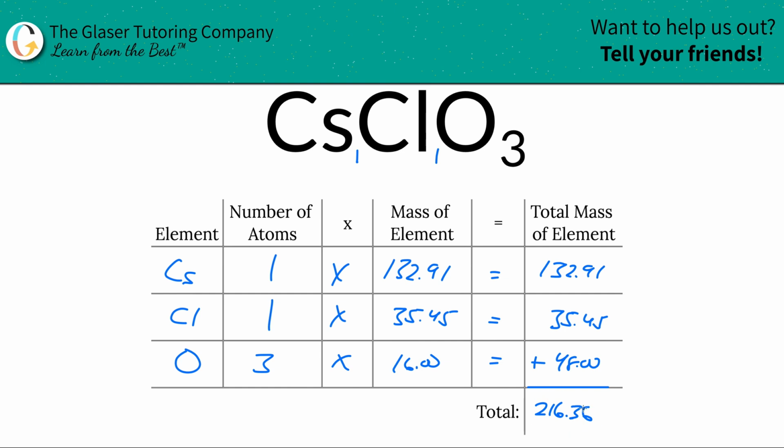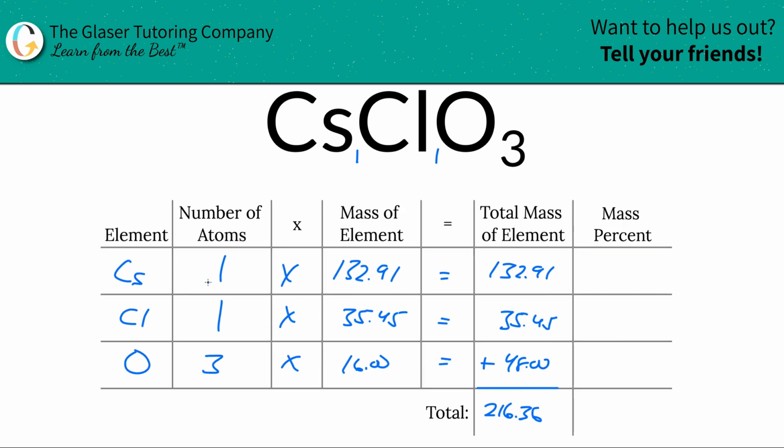That's the first step. Now I have to add a column to this table to find the mass percent of each. Watch how simple this is. To find the mass percent of cesium, we take the total mass of cesium, 132.91 units, and divide it by the total mass of the entire compound. That is a simple percent calculation. So it's 132.91 units of mass for cesium, divided by the total mass of the entire compound, 216.36 units of mass.